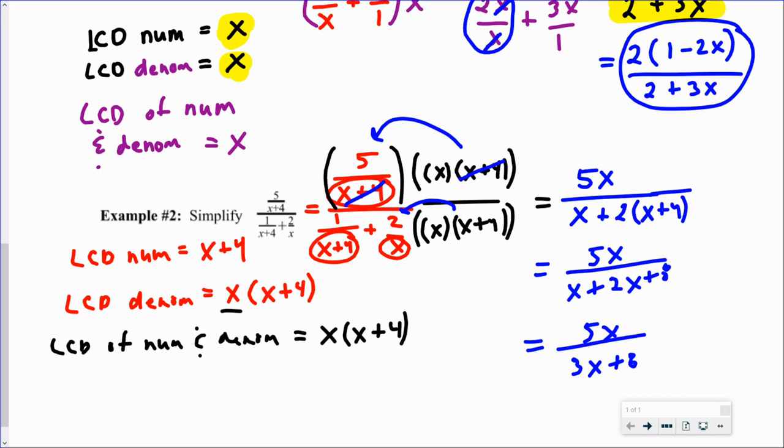Now, again, this is one of those skills that is a little bit tedious, a little bit time consuming, but with some practice, I think you'll get this down pretty well.